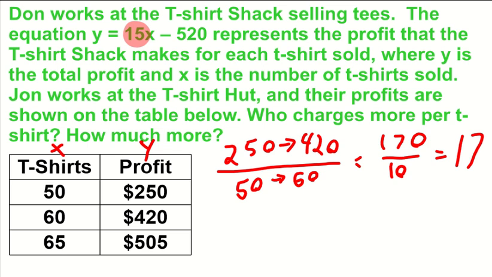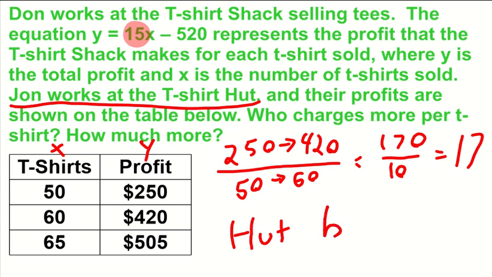All right, so which one's more? 17's more. That one was John at T-shirt hut. We'll put hut by, and it'd be $2, 17 minus 15. Okay? One of the big mistakes a lot of people were making yesterday was we weren't keeping track of which one's which. It says T-shirt hut's the table, T-shirt shack was the equation, so you gotta keep your names straight on those. Any questions on that one?